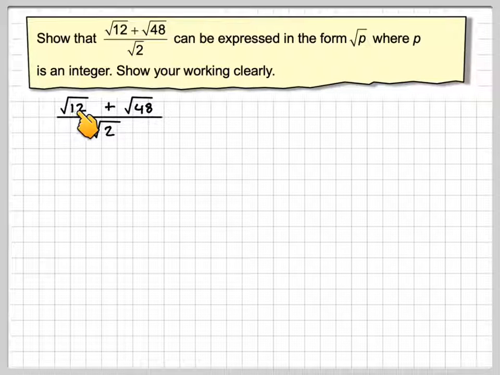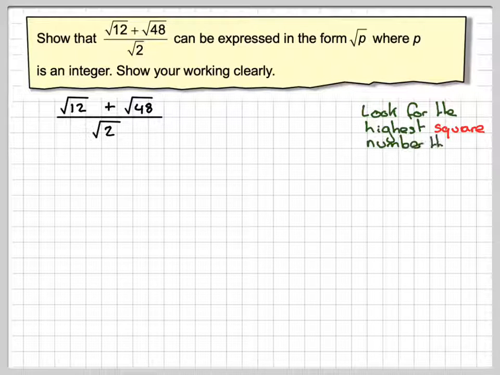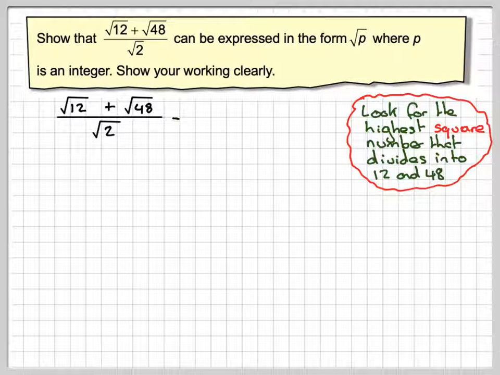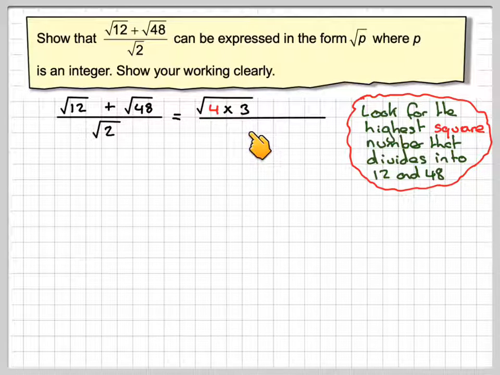Now, first of all, you look at 12 and 48 and try to find a square number which goes into them. So 4 goes into this one and 16 goes into this one. So we're going to rewrite the top one as the square root of 4 times 3, and the other as the square root of 16 times 3. We'll leave the root 2 as root 2 because it's already in its simplest form.